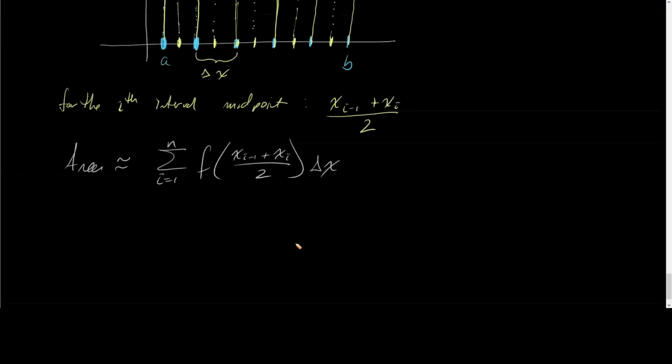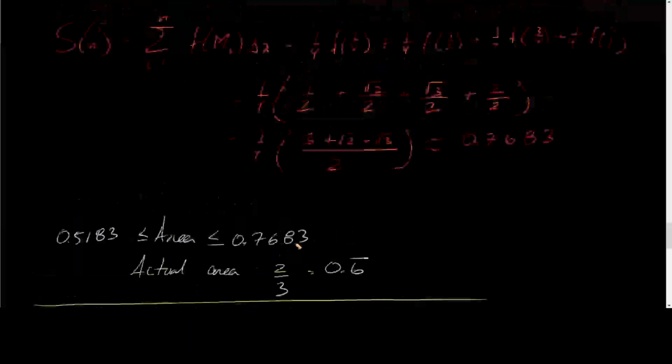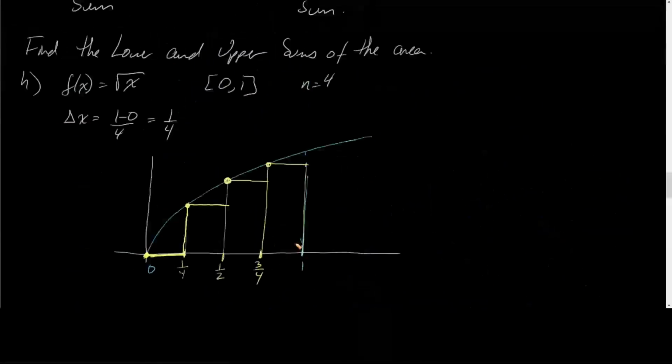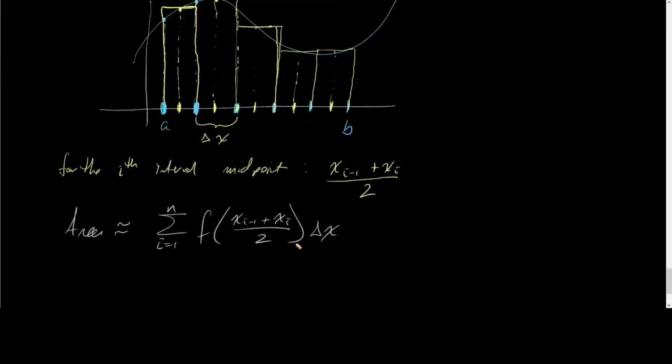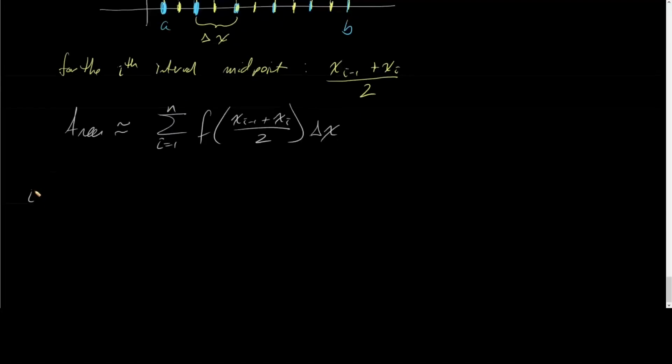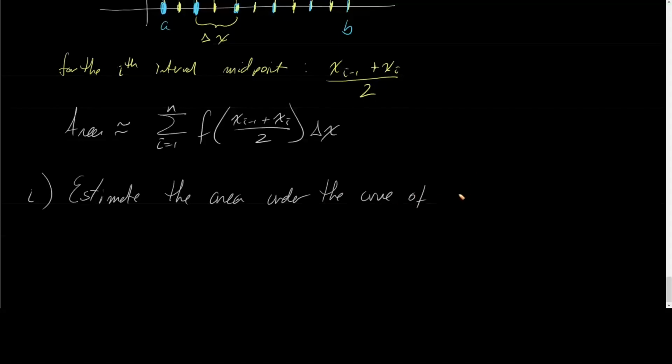So let's see. What letter am I at? Was the last one H? I think it was H. Yeah, so I. Sorry about the scrolling. All right, so I. Let's say estimate the area under the curve of f of x equals sine of x on the interval from 0 to pi using 4 intervals. So with n being equal to 4.